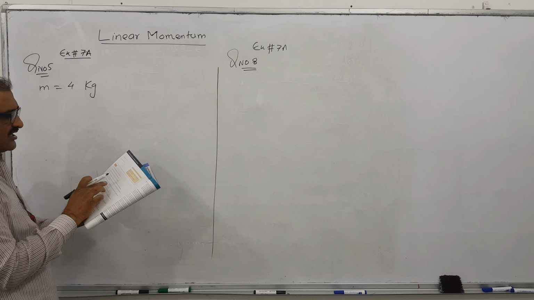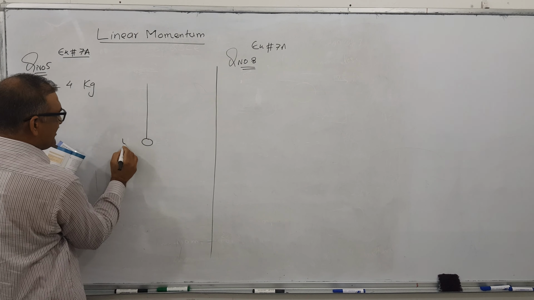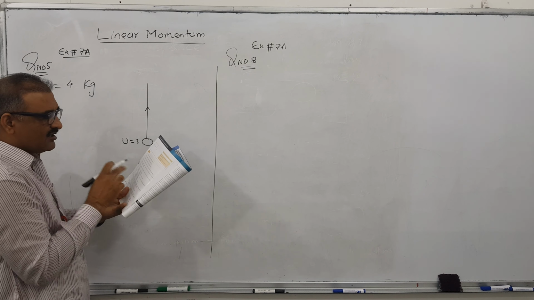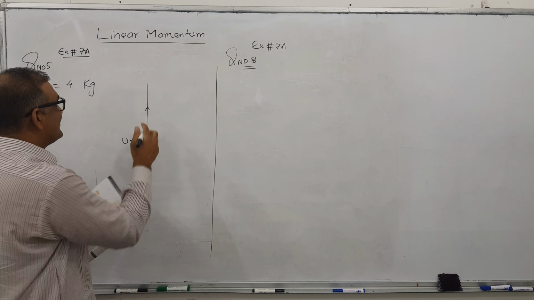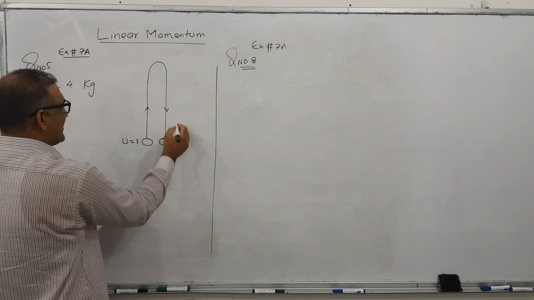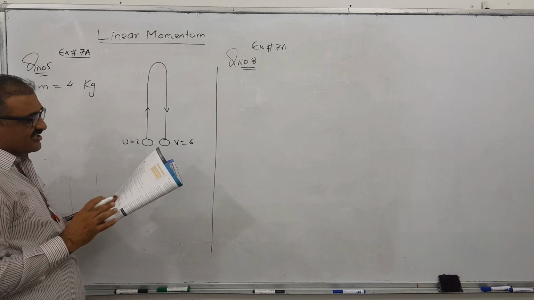It's thrown upward with an initial speed of 3. And he says it travels at a speed of 6 just before it lands. So it goes down and lands here with a speed of 6. He says find the change in momentum.